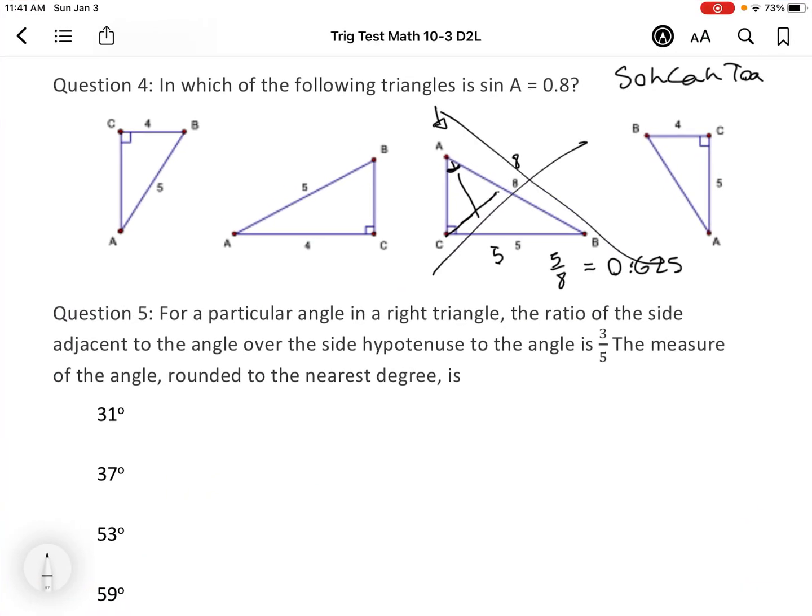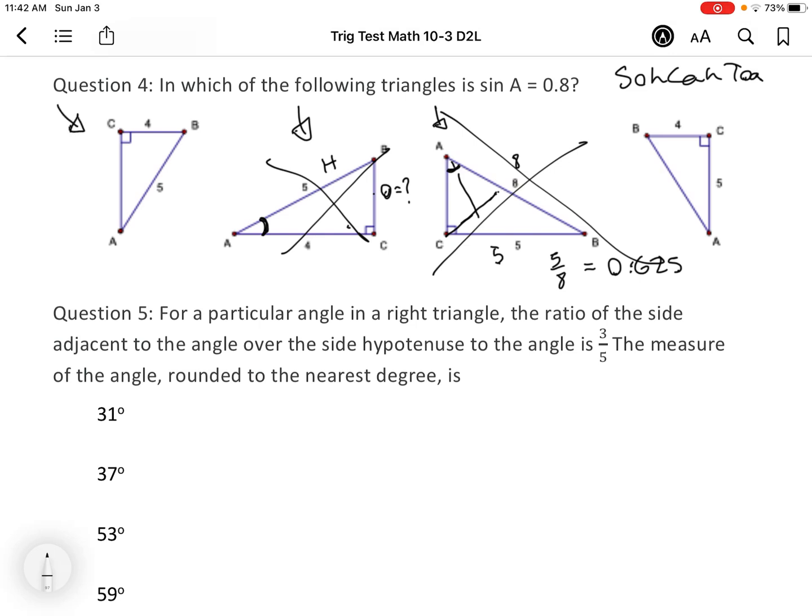Okay, if I look at this one, let's say, here's A. If I label my opposite side, that's across from here. That's my opposite. I don't know what that is. And this is my hypotenuse. So my sine of A is something I don't know over hypotenuse. So it can't be 0.8 because I don't know what the opposite is. In fact, the one that I do know is the adjacent side, 4. So it's not this one. Okay, I'm going to go to this one next.